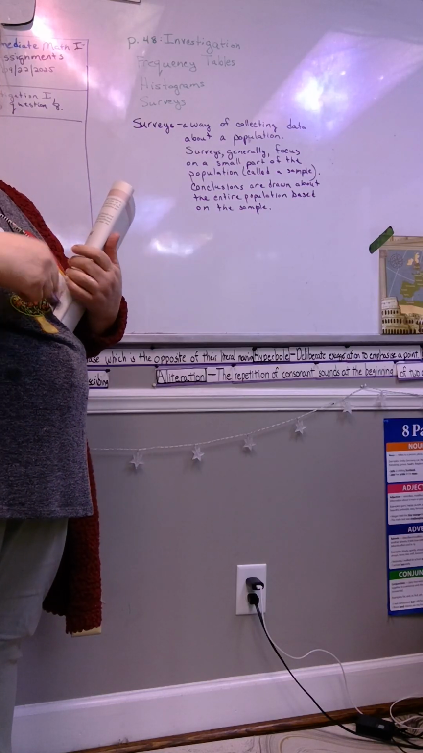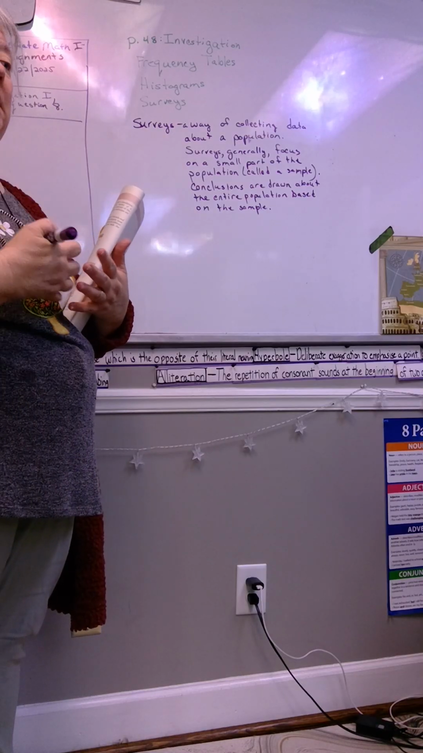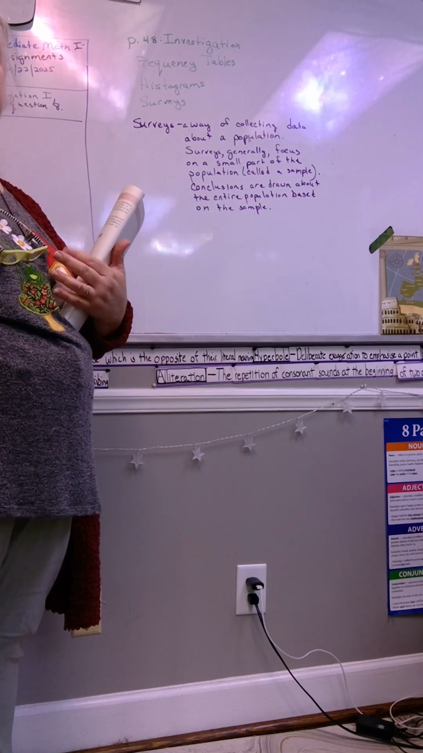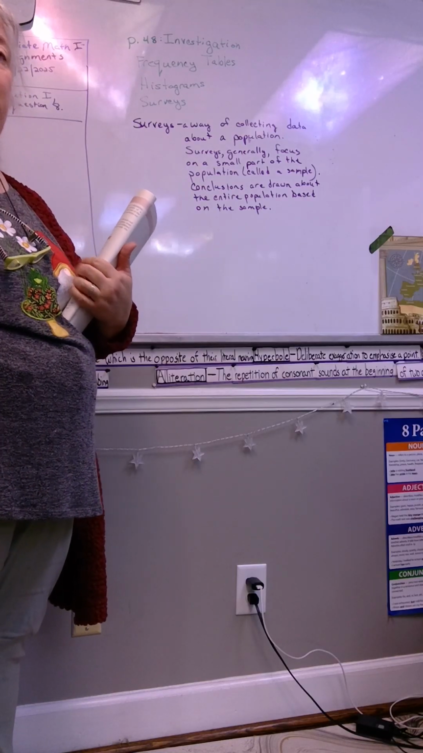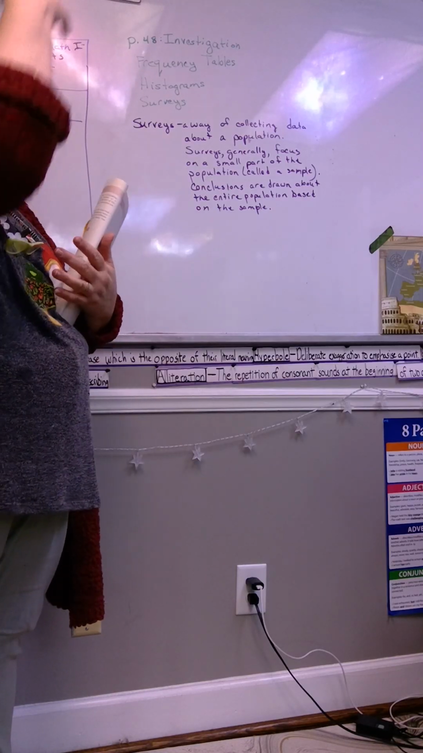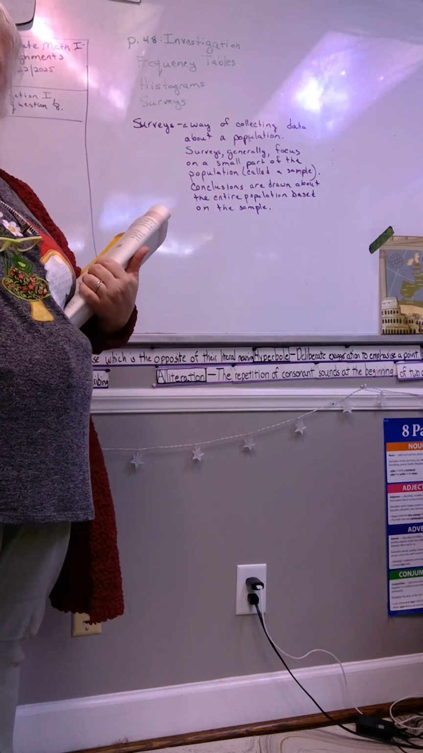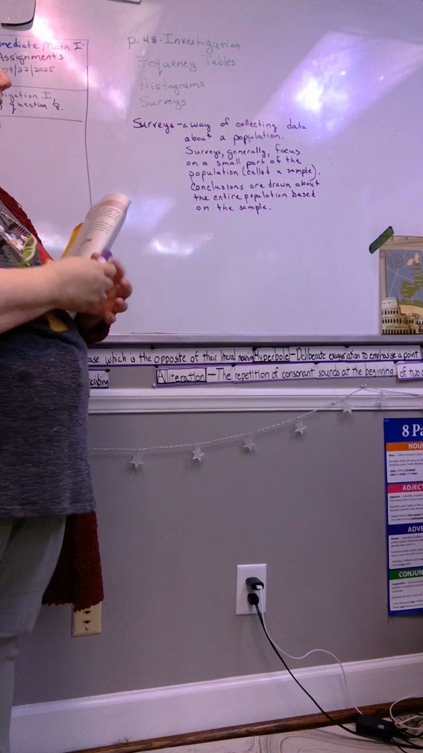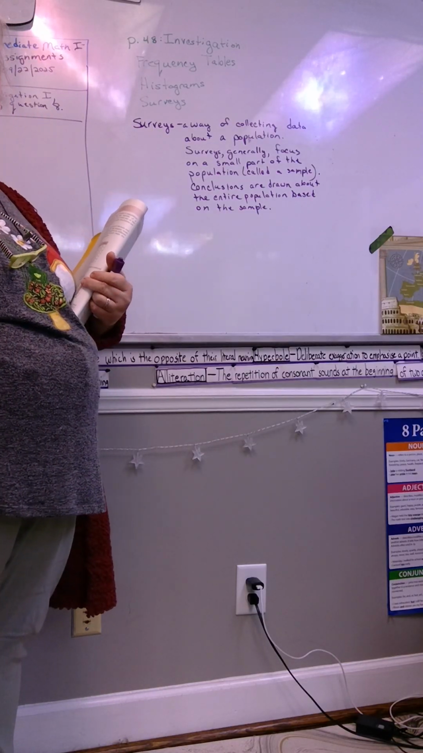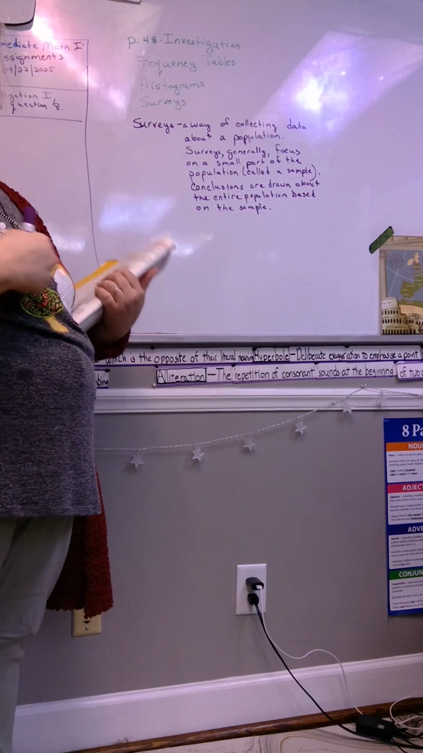You also might take a survey of people who've had a specific illness. You go and you ask people, have you had chickenpox? Have you had measles? Have you had mumps? Surveys can find out all kinds of things.